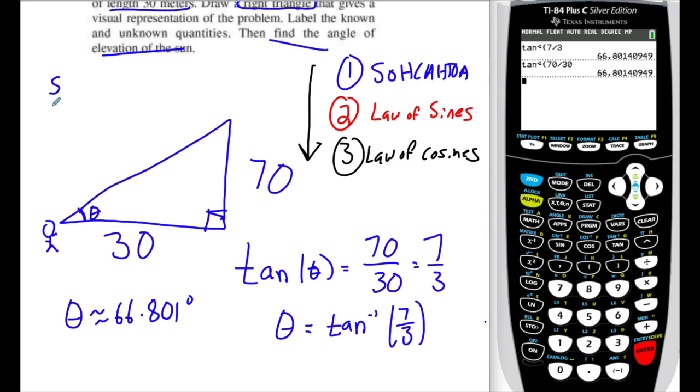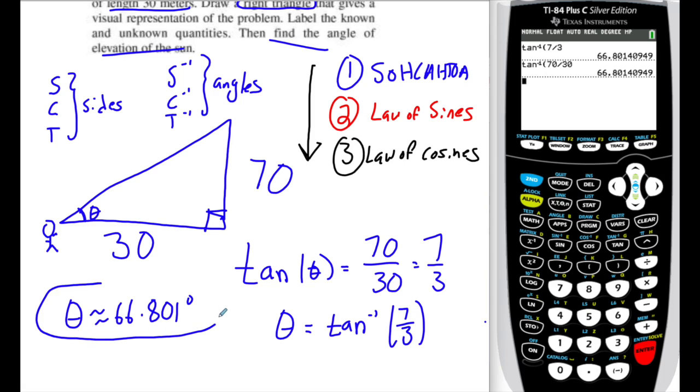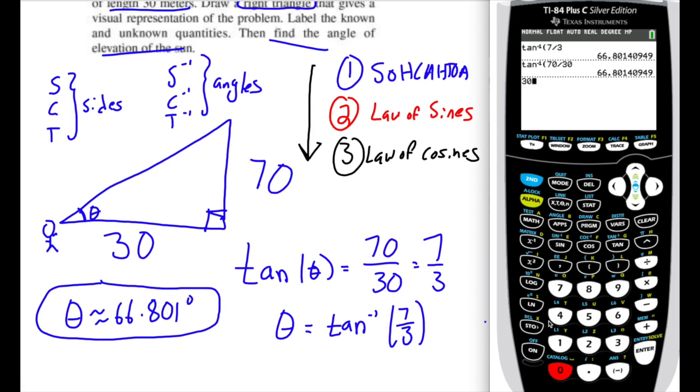So sine, cosine, and tangent are for sides; sine inverse, cosine inverse, tan inverse, that's when you want the angles. Okay, so our answer is that the angle of elevation is 66 degrees. Notice that if you do 30, because it's awfully close to the special right triangle, it's not quite 70. I thought maybe we would get something like x root 3. Okay, no worries.